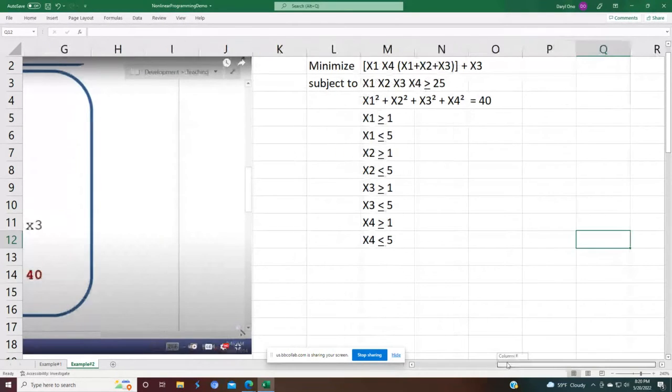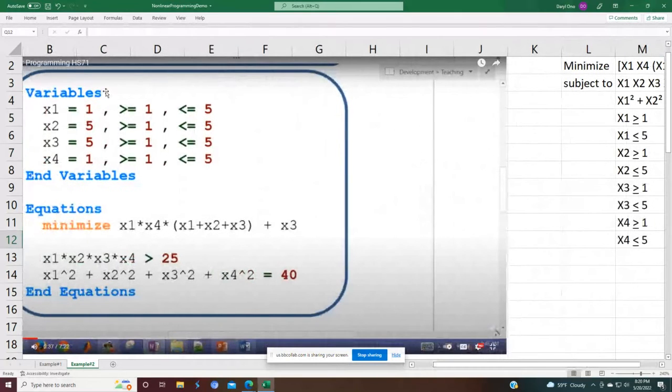And we have a lot more of these constraints now, and that's coming from this portion. X1, you could see here, has to be greater than or equal to 1, and x1 has to be less than or equal to 5. You see that right here. X2 has to be greater than or equal to 1, less than or equal to 5. X3 greater than or equal to 1, less than or equal to 5. You could see that right here.